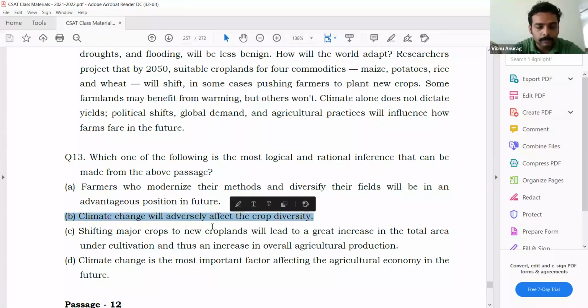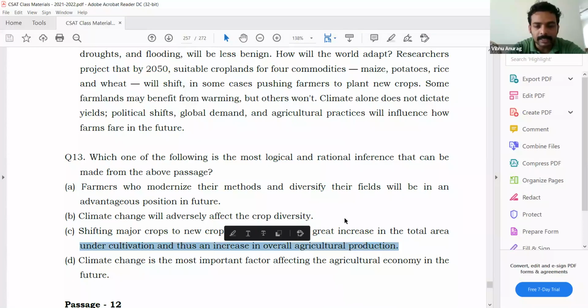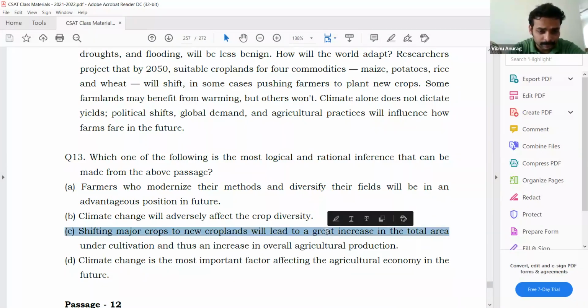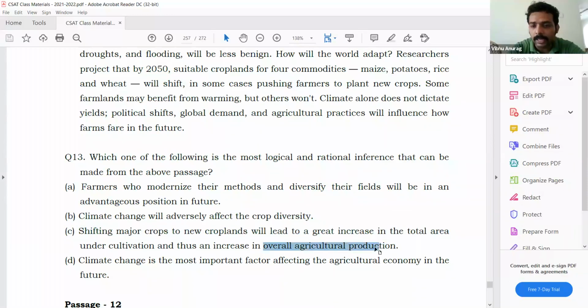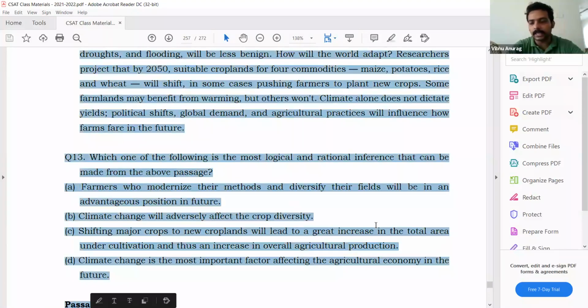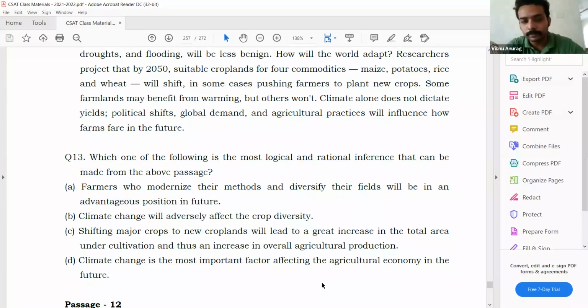So B is wrong. Option C, shifting major crops to new croplands will lead to a great increase in the total area under cultivation and thus an increase in overall agricultural production. We don't know anything about overall agricultural production here. So C is wrong. And D, climate change is the most important factor affecting the agricultural economy in the future. Again, we don't know whether it's the most important factor. No such comparison has been drawn. So question 13, the answer is A. Did you get A for question number 13? You got A, and if you didn't, do you have doubts?